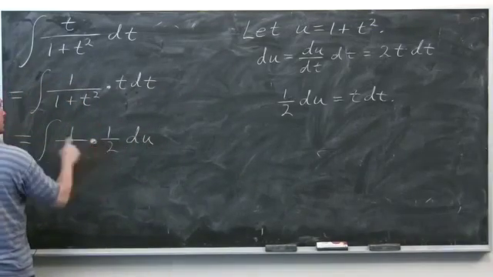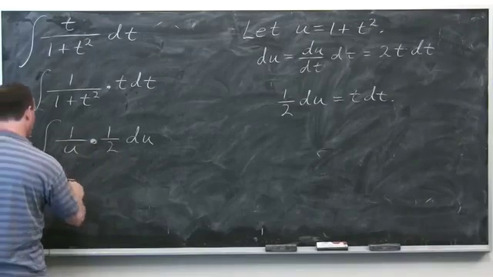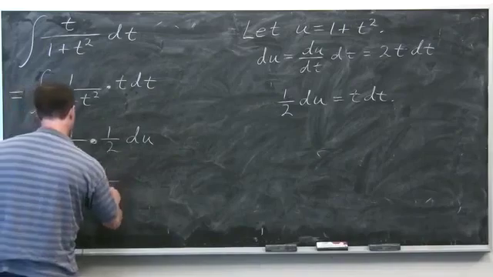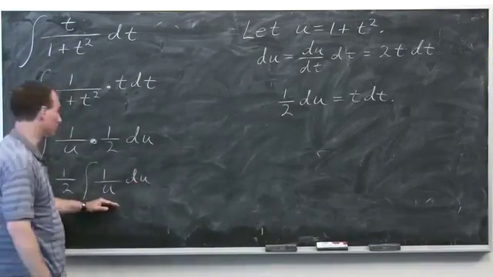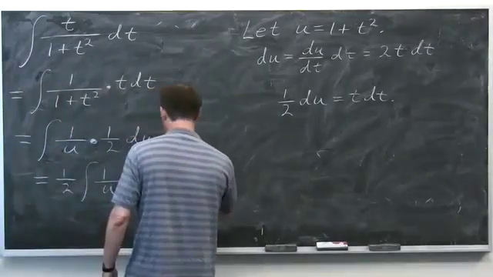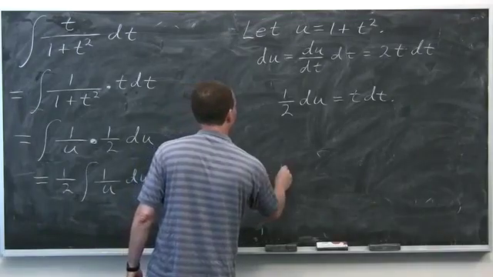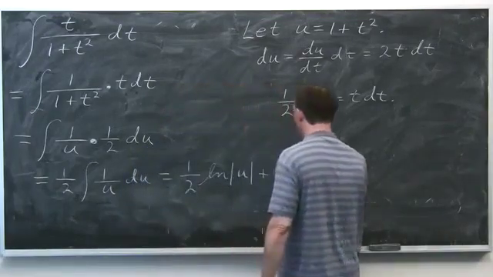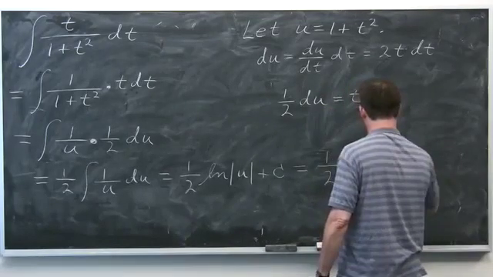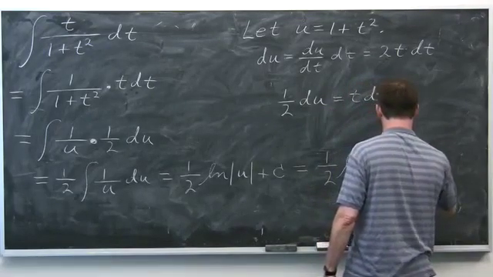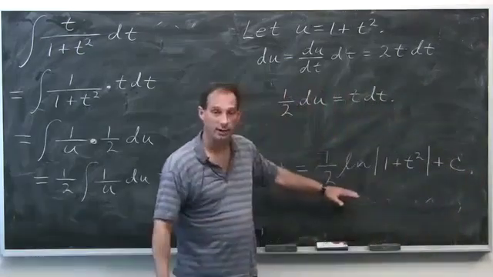But this is multiplying by a constant, and antidifferentiation is linear. We can pull out the constant 1/2, and then you get times the antiderivative of 1 over u with respect to u. But this one is one you have memorized. This is the natural log of the absolute value of u, and you need an arbitrary constant. And then you put back in that u is 1 plus t squared, and you get 1/2 the natural log of the absolute value of 1 plus t squared plus a constant. And that's our general antiderivative.